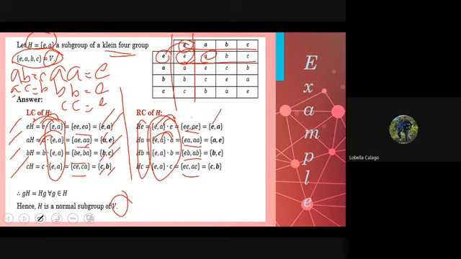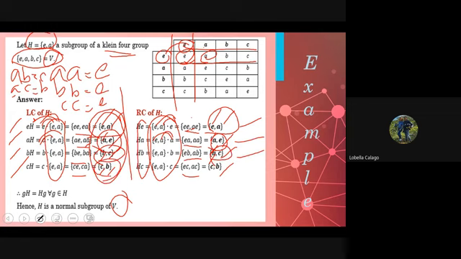EE is E. AE is A. EA is A. AA is E. EB is B. AB is C. EC is C, and AC is B. And we found out EH and HE are the same. AH and AE are the same. BH and HB are the same. CH and CB are the same.